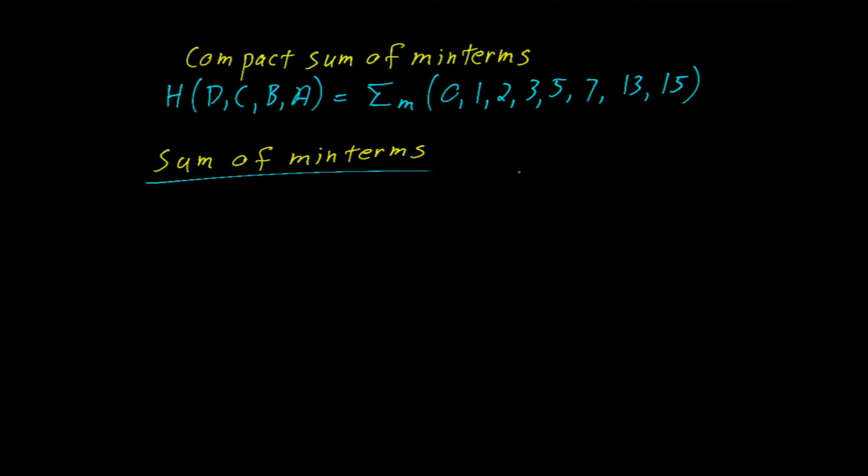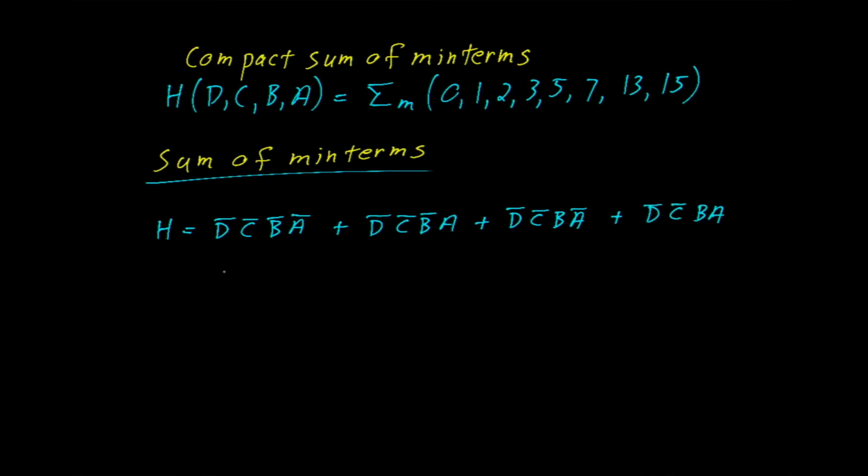All right, so the sum of minterms, H, is equal to D naught, C naught, B naught, A naught. That is this minterm right here, minterm 0. Or minterm 1, or minterm 2, or minterm 3, or minterm 5, minterm 7, minterm 13, and finally minterm 15.